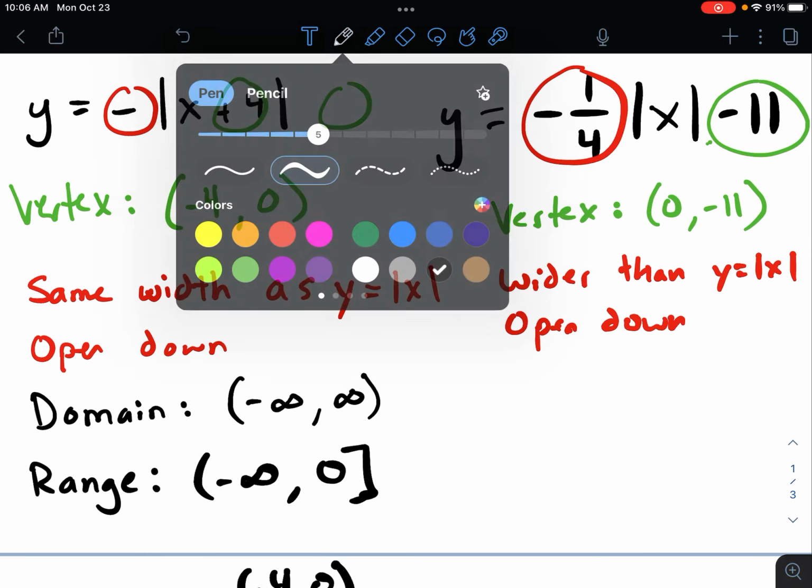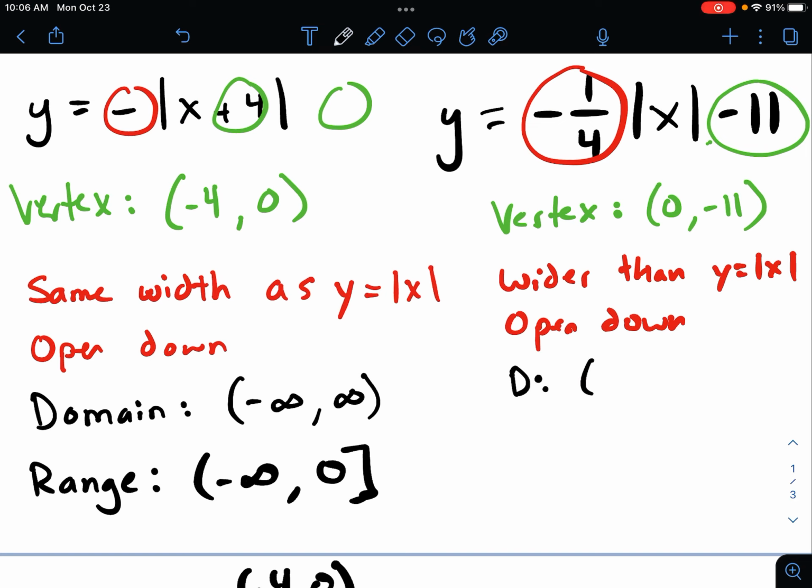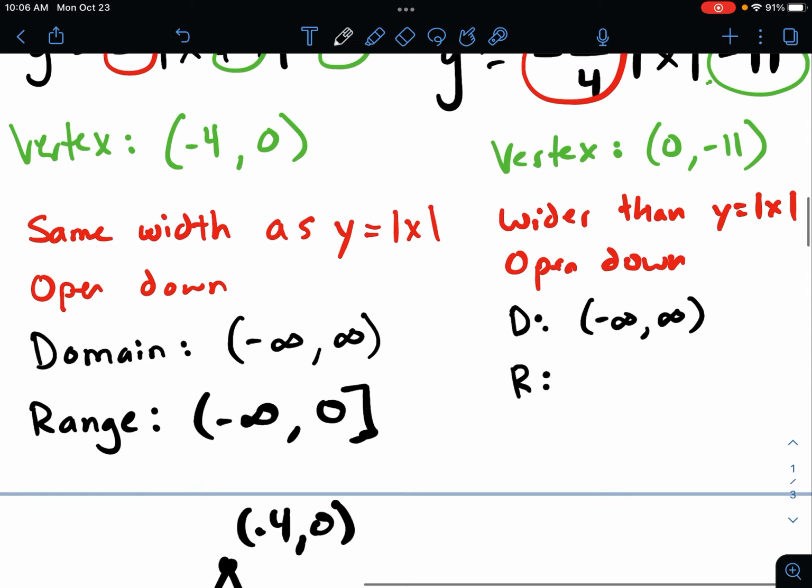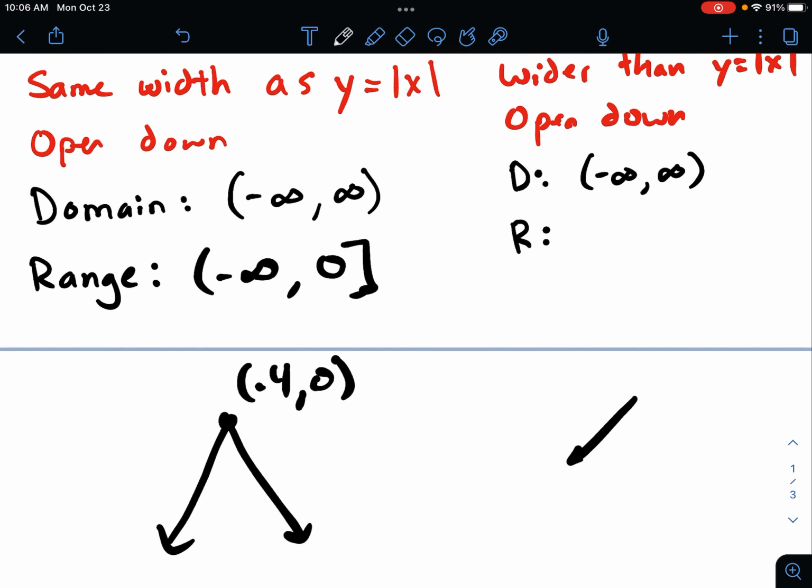All right, and then we want to think about the domain and the range. Domain, we know, is the same for all of these, negative to positive infinity. And then the range, let's do a quick sketch. We know it opens downwards, it's going to be a wider graph. And the vertex was at (0, -11). So the range, the highest value we have is -11, and the lowest is negative infinity. So we want to start with that negative infinity, and then we make our way up to -11.